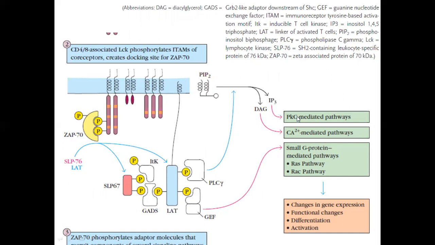This further activates PIP2 and generates the second messengers IP3 and DAG. This IP3 further activates PKC, that is protein kinase mediated pathways, and calcium mediated pathways, and the other one, GEF. So this is one set of pathways, and the other set activates small G protein mediated pathways like the RAS pathway and RAC pathway. All these pathways finally lead to changes in gene expression, functional changes, differentiation and activation.